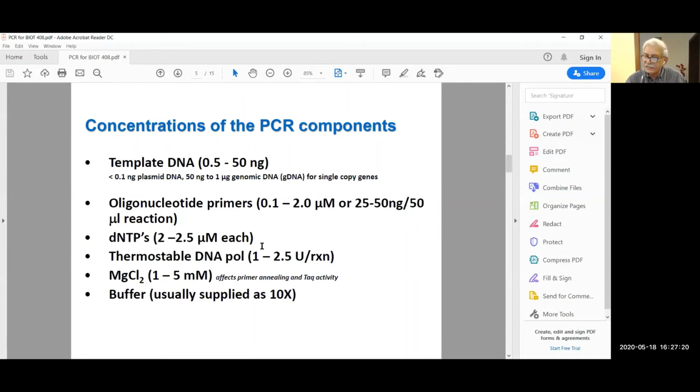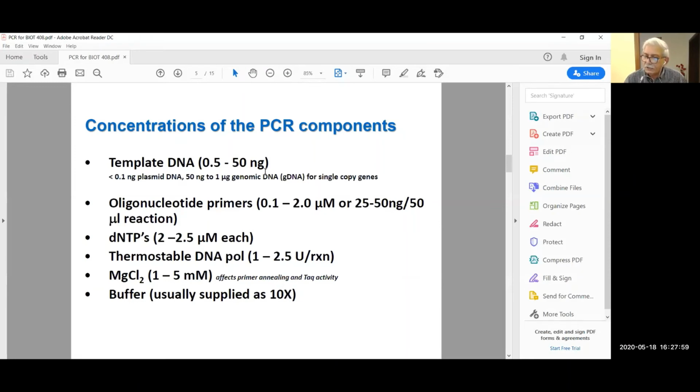Calculation for all these ingredients. Your template should be in the range of 0.5 to 50 nanogram. Okay? You cannot calculate on the basis of microliters here. If your template is less than 0.5 nanogram in 1 microliter, then your 1 microliter will not work. So you need to calculate how many copies of the template you need.